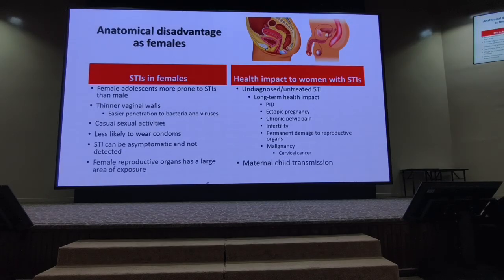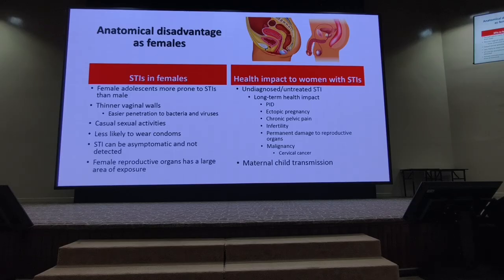Now, why are women at risk of STI? Anatomically, we are at risk. Why is that? Because especially in younger women, adolescents, the vaginal wall is thin. Even in adults, the vaginal wall is still very thin. So it's easier for bacteria to penetrate, especially when there is some superficial trauma during sexual intercourse. So if there's any compromise at that point, then you can get easy penetration of bacteria.